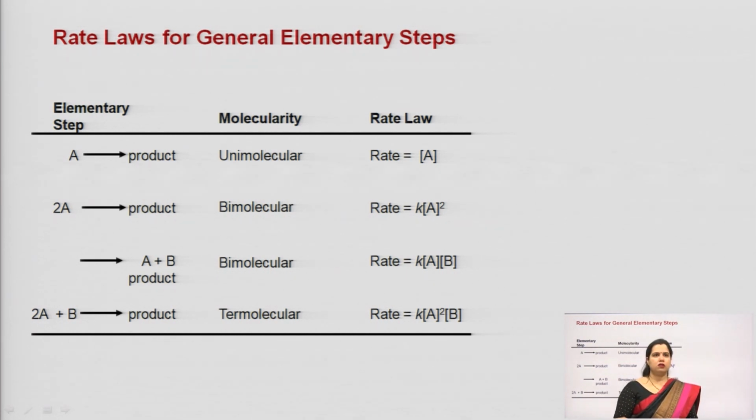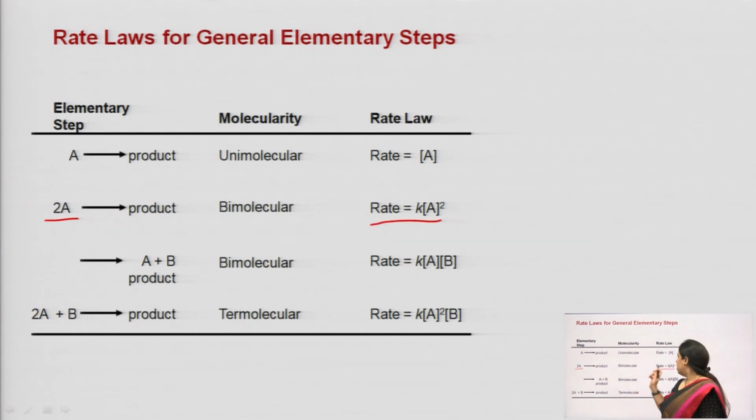So, elementary steps you see here. Elementary means a single reaction we are taking. A gives product: unimolecular, the molecularity is unimolecular, and the rate will be k[A]. If we are producing two different components using reactions, the elementary step will be 2A gives product, bimolecular, and the rate will be expressed in terms of k[A] to the power 2. A plus B gives product, bimolecular.